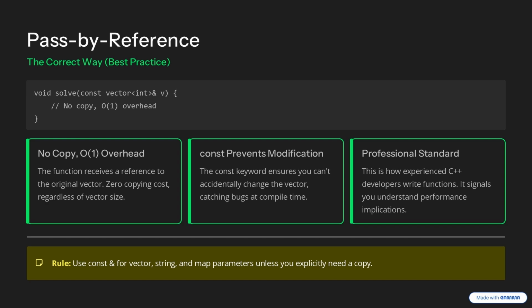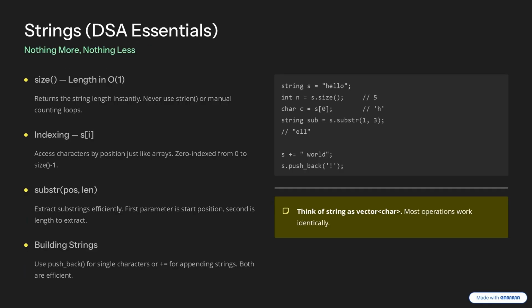Rule: vectors, strings, maps, sets. Pass them by const reference unless you truly need a copy. Strings in DSA are straightforward. Use the C++ string type. Avoid C-style character arrays. You mainly use size, indexing, substring, and building characters. Think of a string as a vector of characters. That mindset makes string problems easier.